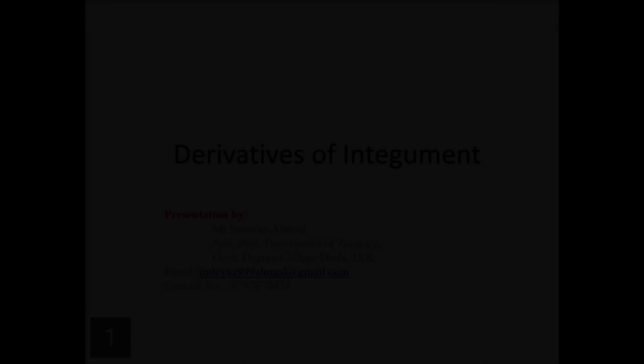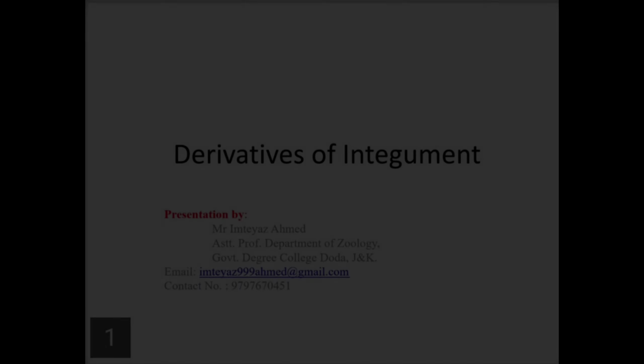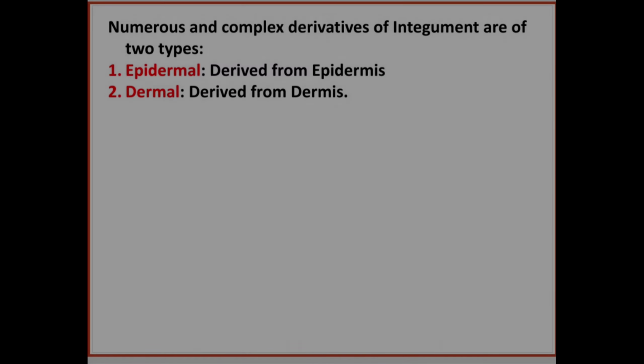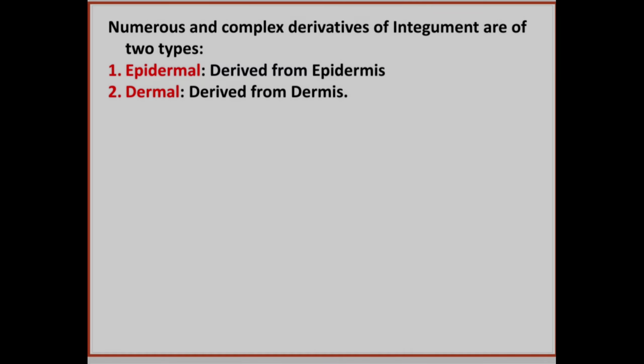Hello and welcome to the present lecture on the topic of derivatives of integument. The integument refers to the outermost protective covering of the animal body, that is the skin, and its various derivatives. The skin itself is relatively very simple, but its derivatives are numerous and very complex.